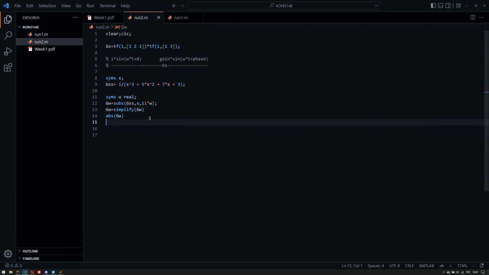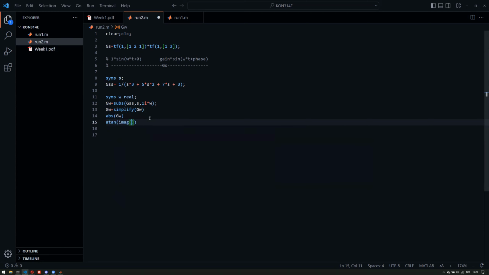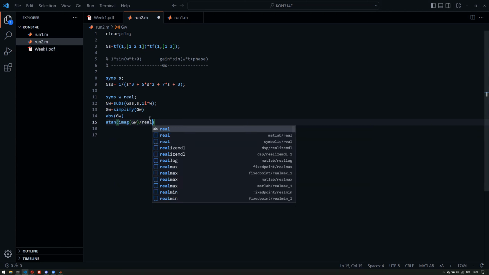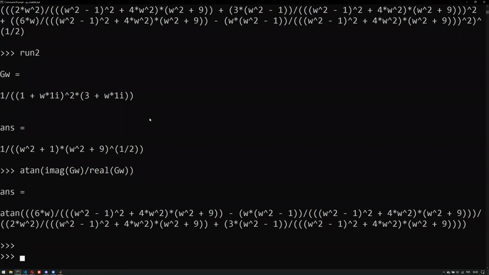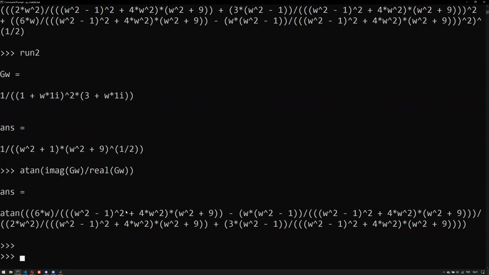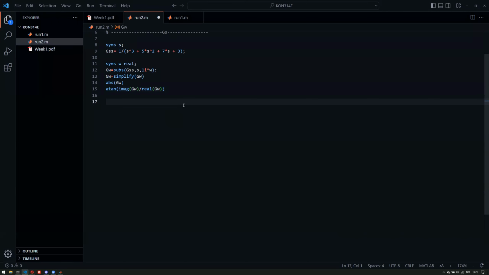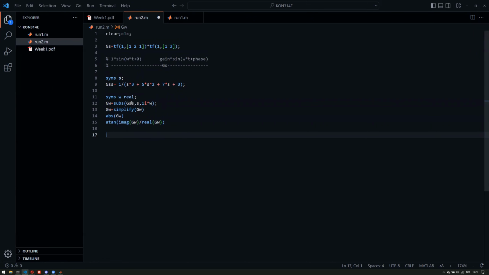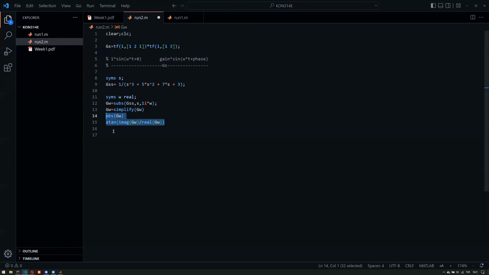We can also look for the atan of the imaginary part of G omega divided by the real part of G omega. So this should give us basically this. But if we do it symbolically, we will get stuck because we see just omegas and a bunch of terms here, but it doesn't really help out. What we can do is give certain frequencies to omega. So plug in some frequency values for omega and see what it looks like. That would make more sense.